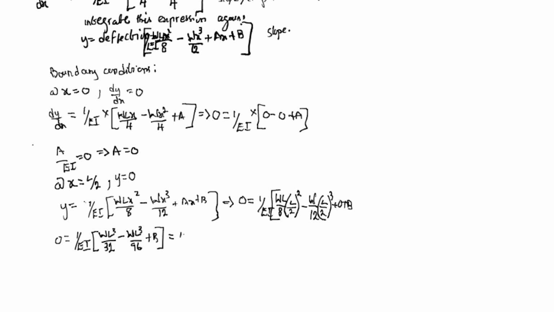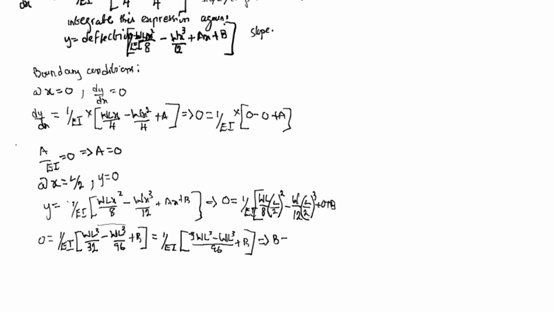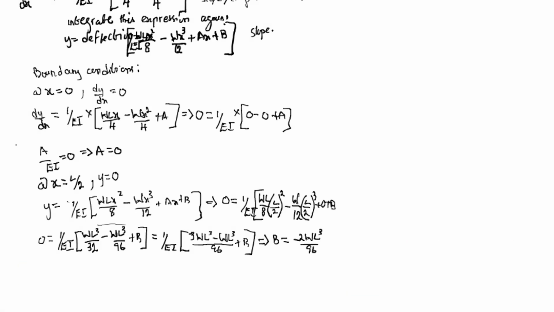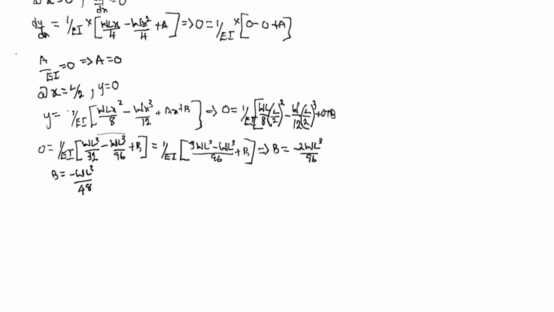So this would be equal to 1 over EI into this whole expression, which would be 3WL cubed over 96 minus WL cubed over 96 plus B. Upon collection of like terms, that would be negative 2WL cubed over 96, and we'd have B equal to negative WL cubed over 48. So now we have gotten the values of our constants A and B.